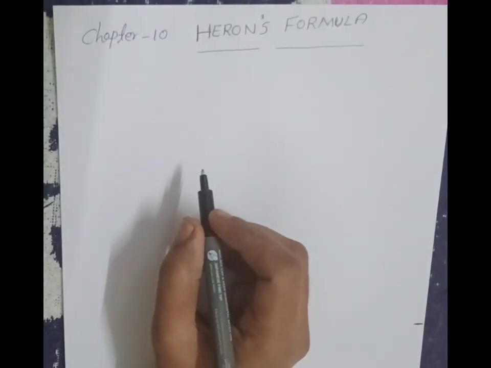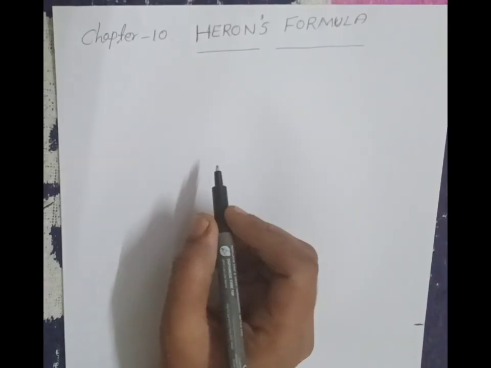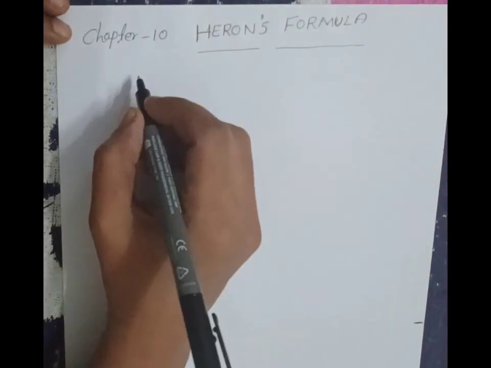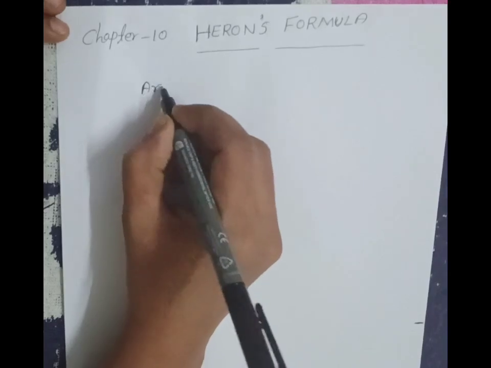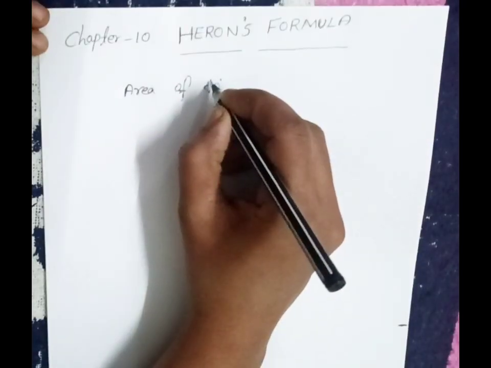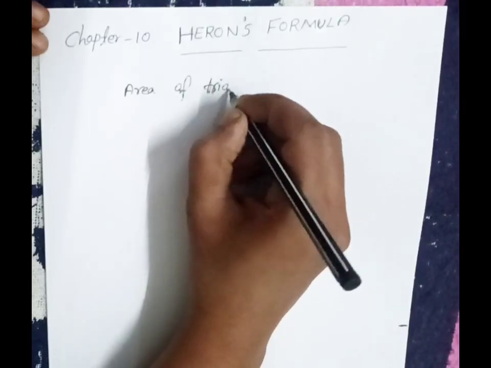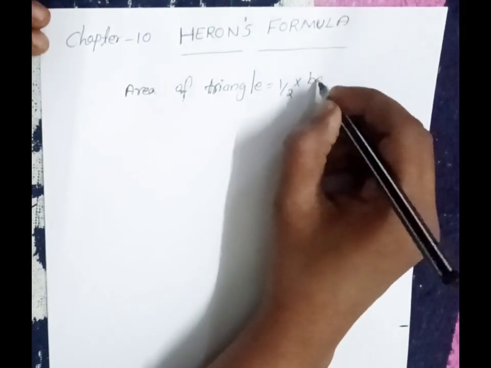In this chapter, we can use Heron's formula to find out the area of the triangle when we know the length of all its sides. First of all, we have to check our previous knowledge. We know that the area of a triangle is equal to half into base into height.